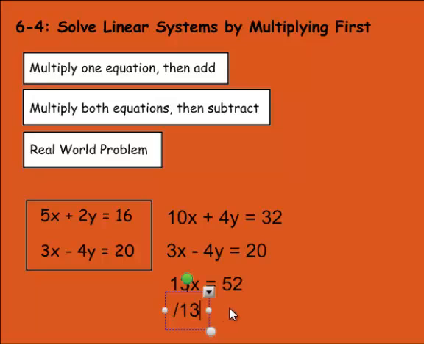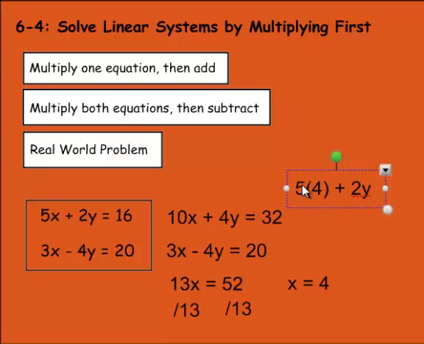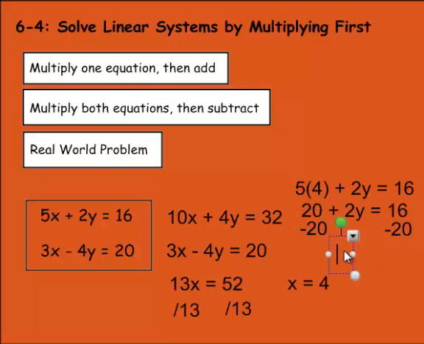Divide both sides by 13. And then x would equal 4. Now that I know that x equals 4, I then can solve for y like we've always done before. Let's try with the top one. 5 times 4 plus 2y equals 16. 20 plus 2y equals 16. Subtract 20 from both sides. That would be 2y equals negative 4. And if I divide both sides by 2, that would be y equals negative 2. And then I've solved my system by multiplying first, then doing my adding and subtracting.